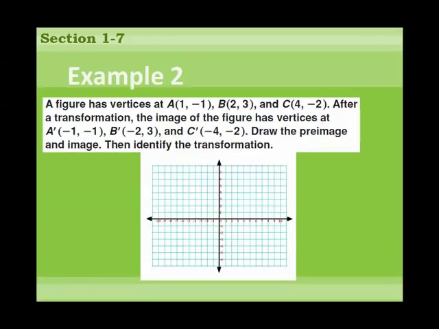It says a figure here has vertices A, which is at 1, negative 1, so I'm going to plot that. And then B, which is at 2, 3, plot that there. I'm going to call that B, call this A. And C, which is at 4, negative 2. So there's C. So I have my triangle here.